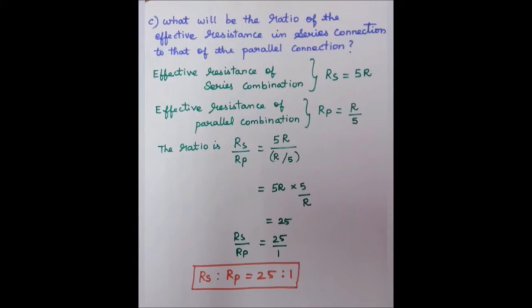In the denominator, R by 5 goes to the numerator as 5 by R. R and R get cancelled. 5 into 5 equals 25. Therefore, the effective resistance of the series combination to the parallel combination equals 25 by 1. That is, Rs is to Rp equals 25 is to 1.